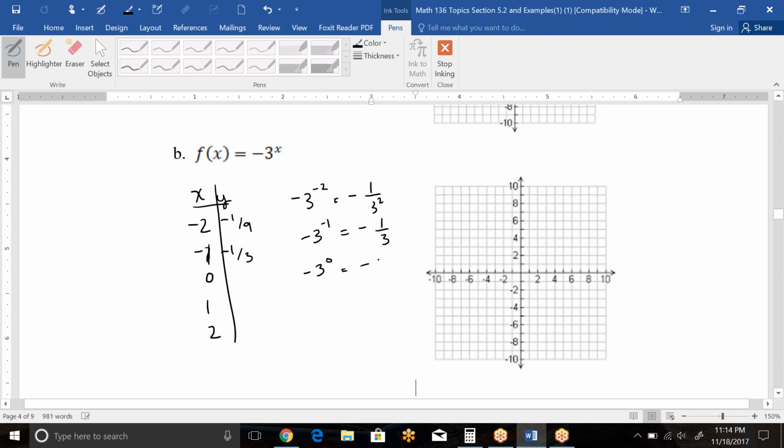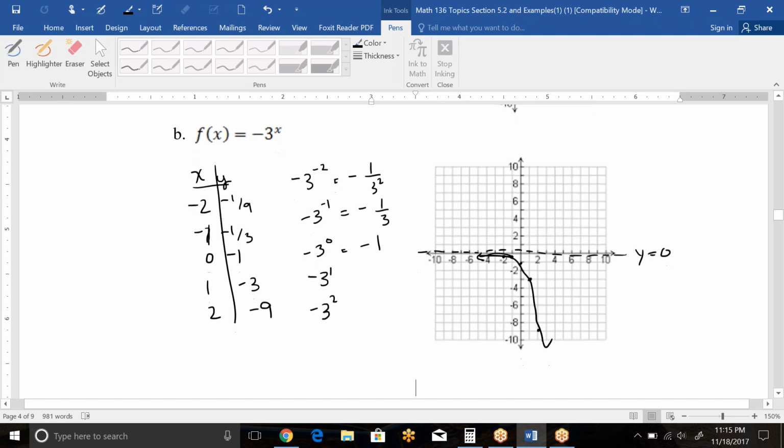-3 to the 0 would be negative, and then 3 to the 0 is 1. -3 to the first is just going to be -3. -3 squared is -9 because you're not squaring the negative. Remember, if it's in front, it's after you've been squared. So this one is plotting this just pretty much upside down from the original, which is what the transformation would have been. And you still have your horizontal asymptote at y equals 0.